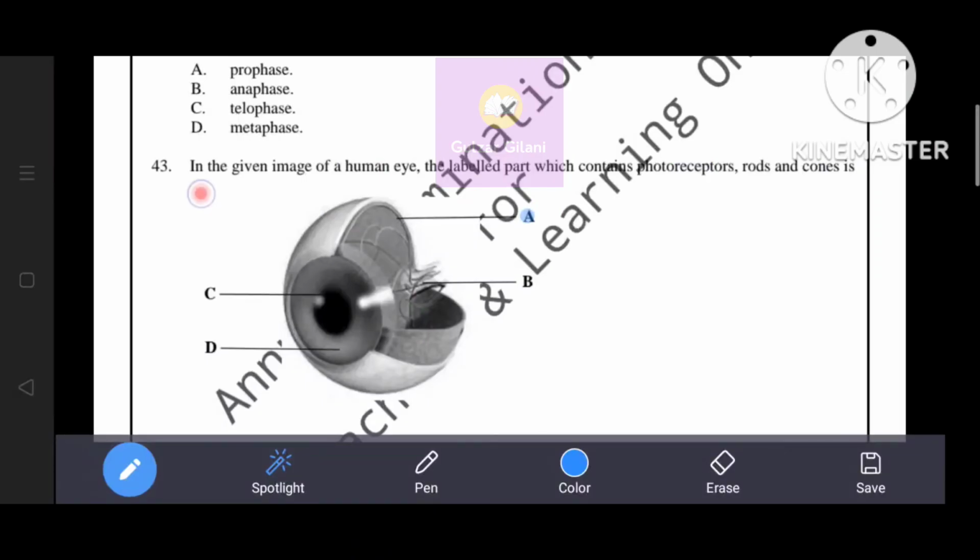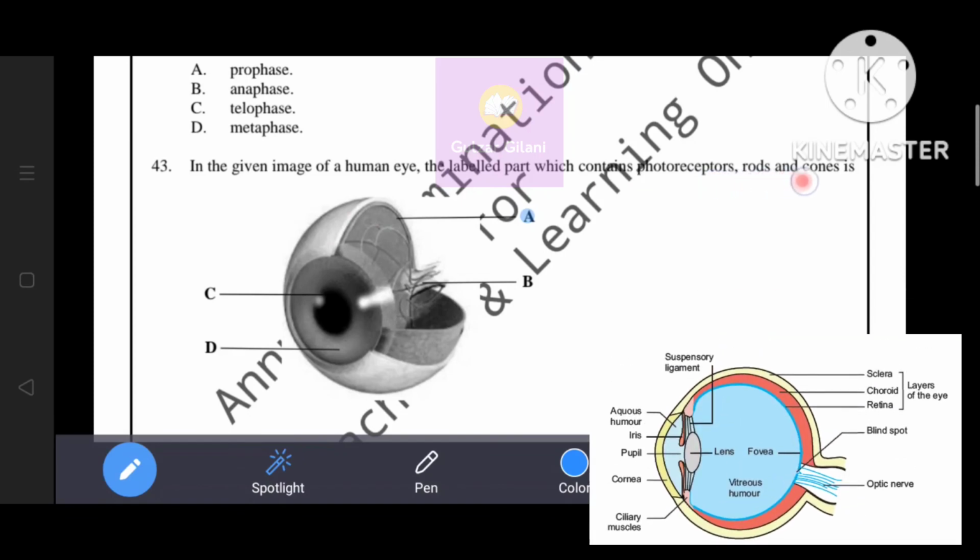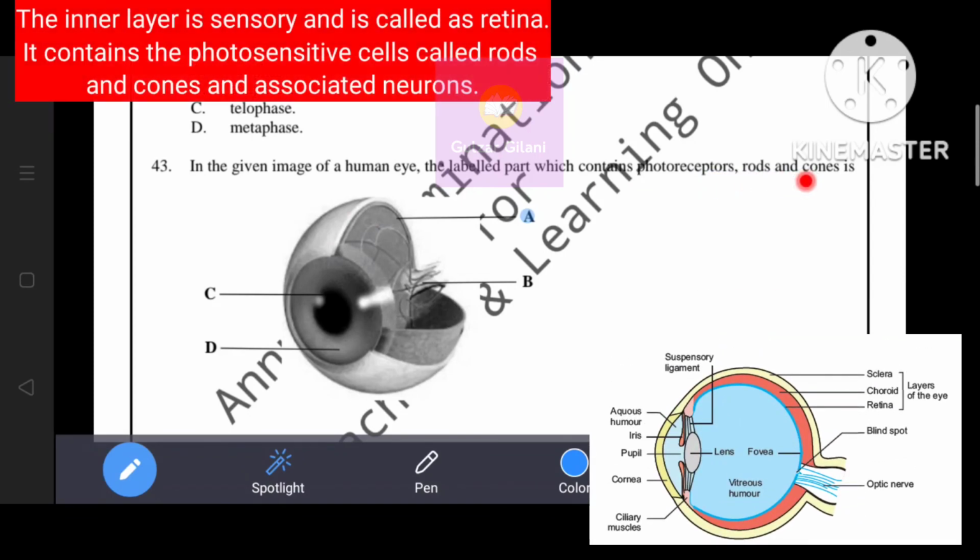Next question. In the given image of a human eye, the labeled part which contains photoreceptors, rods and cones, is... as you know, the inner layer is sensory and is called the retina. It contains the photosensitive cells called rods and cones and associated neurons. Inner layer को कौन सा ऑप्शन रिप्रेजेंट कर रहा है? ऑप्शन ए. That's why option A is the correct answer.